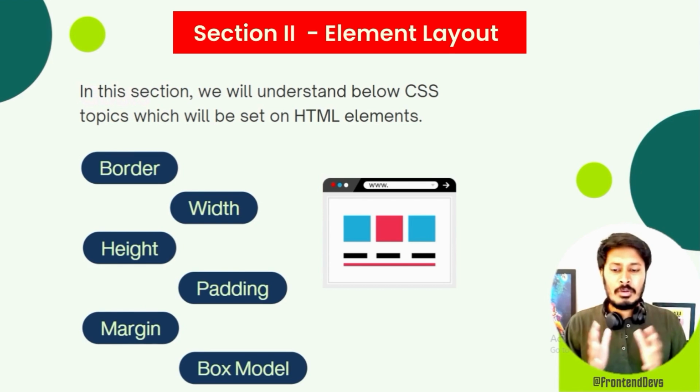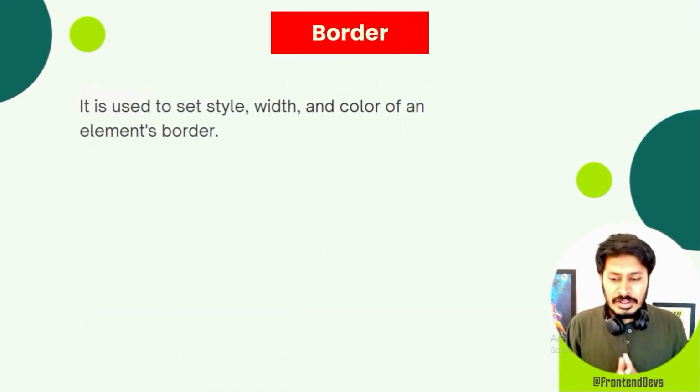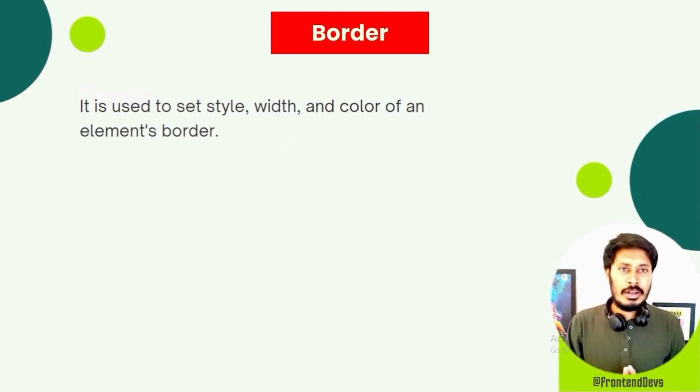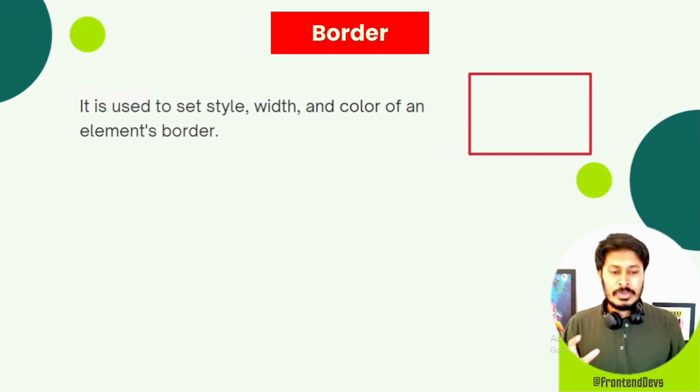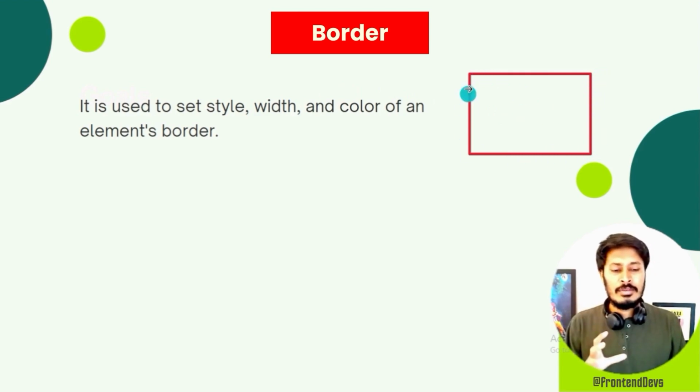Now let's start our discussion around the border. When we talk about CSS border, it is used to set the style, width, and color of element's border. Elements means any of the HTML element. If you look at here, consider we have div element, right? We have some content inside it and we can set border to it.